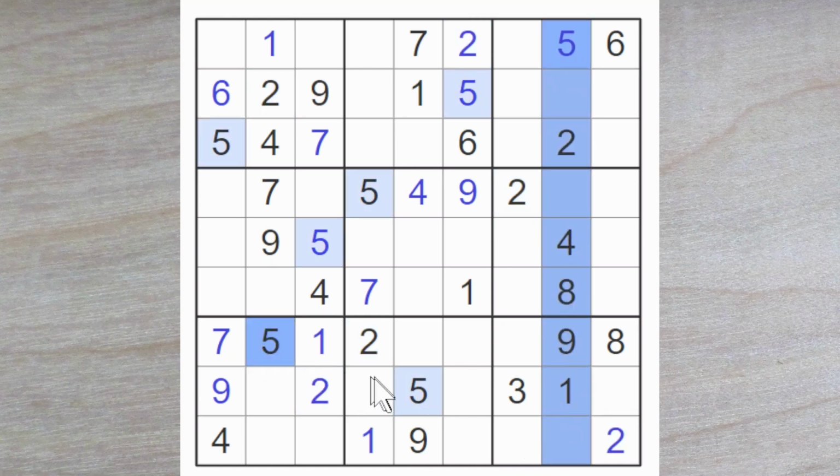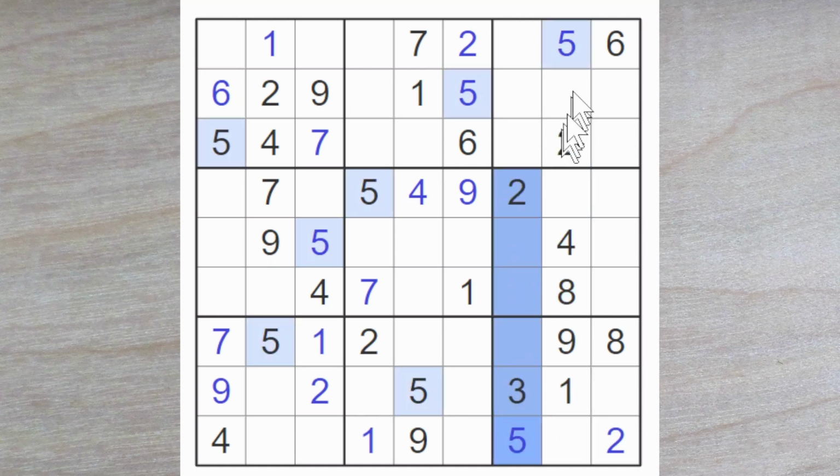We got these two 5s blocking across here. So the 5 must go here. This 5 blocks up, this blocks down, this blocks over, this blocks over. Therefore, 5 must go here. We got all the 5s now for this grid. Four, 6, and 7 for these squares here.